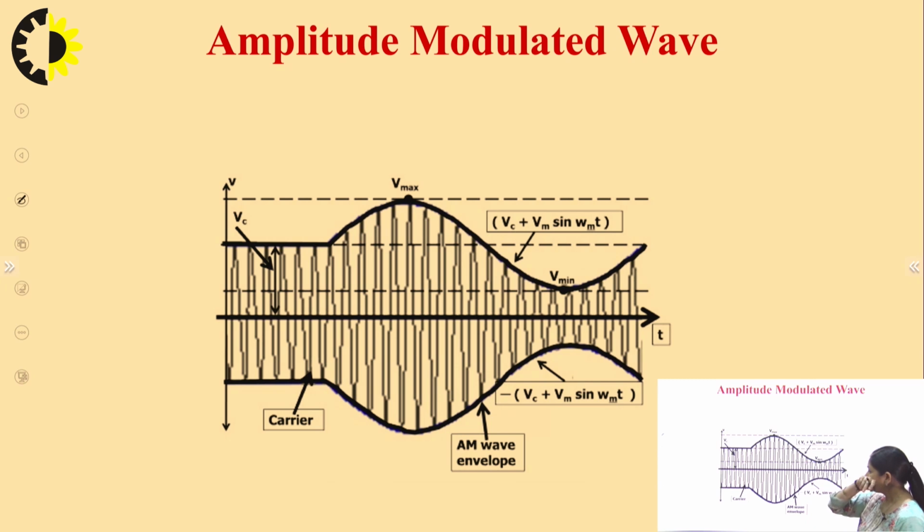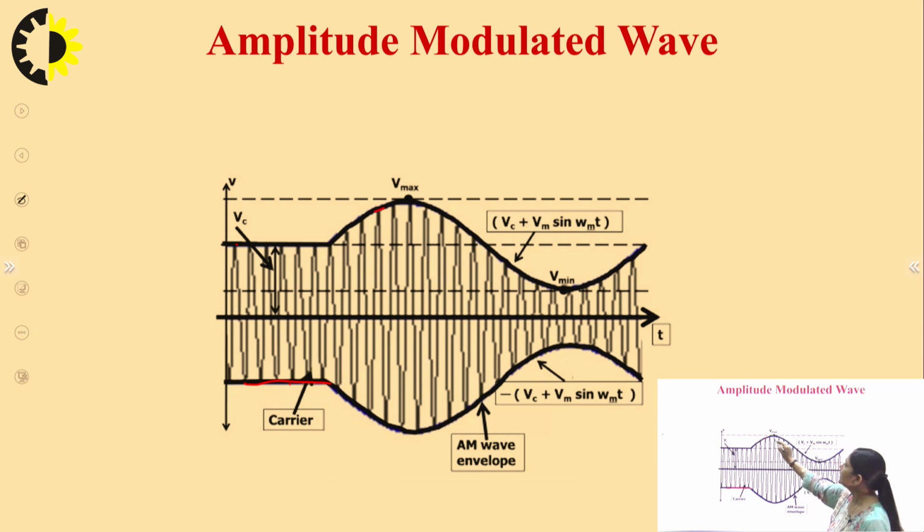Now you can see here in this diagram, in this particular part, no modulation has taken place. So what will be transmitted? The carrier will be transmitted. So the amplitude of the carrier, the maximum amplitude here is Vc. So therefore for this particular portion the carrier is being transmitted.